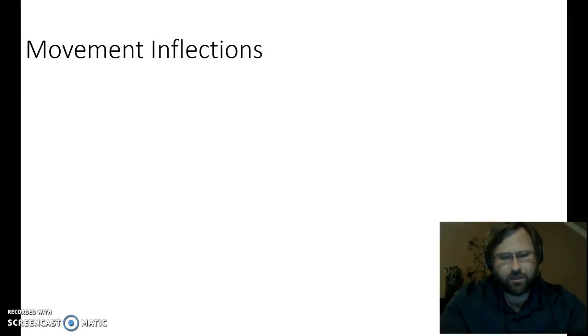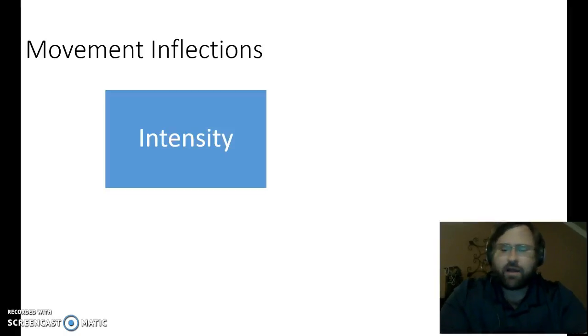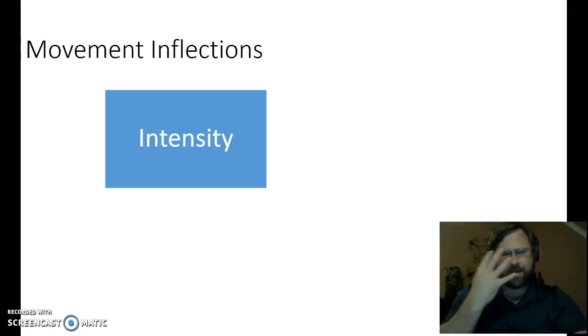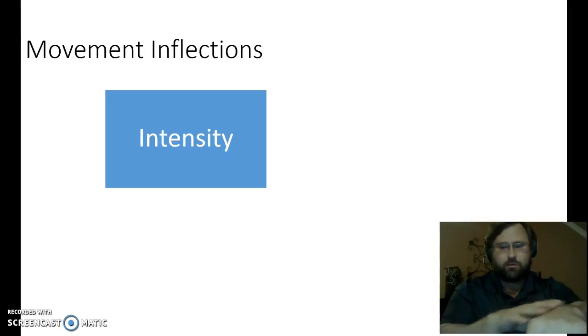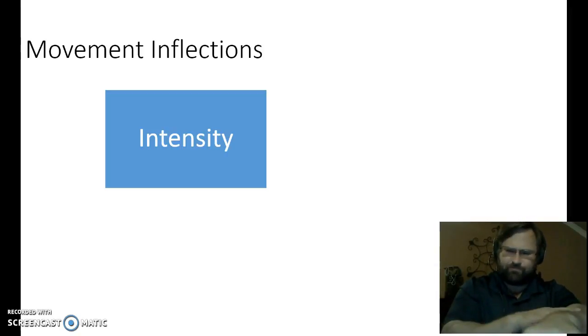Movement inflections begin with the concept of intensity. We can take a normal adjective, like the adjective pretty, and add the intensity inflection, which changes pretty to very pretty. The way this is done is the initial hold of the sign is slightly extended and then released in a more quick fashion. Similarly, you can take the sign old and change it to very old, or even the sign slow and change it to very slow.